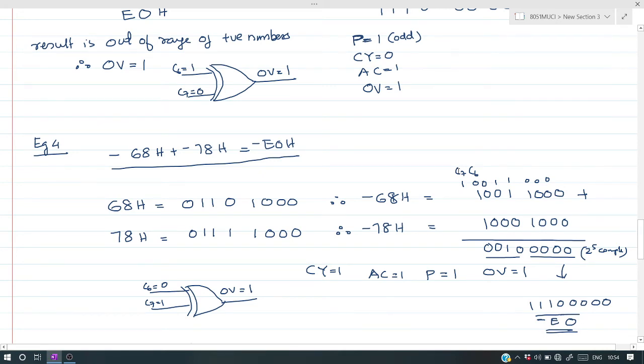Here C6 and C7 are the inputs to the XOR gate. So 0, 1 will create output 1. Therefore, the overflow flag is set.